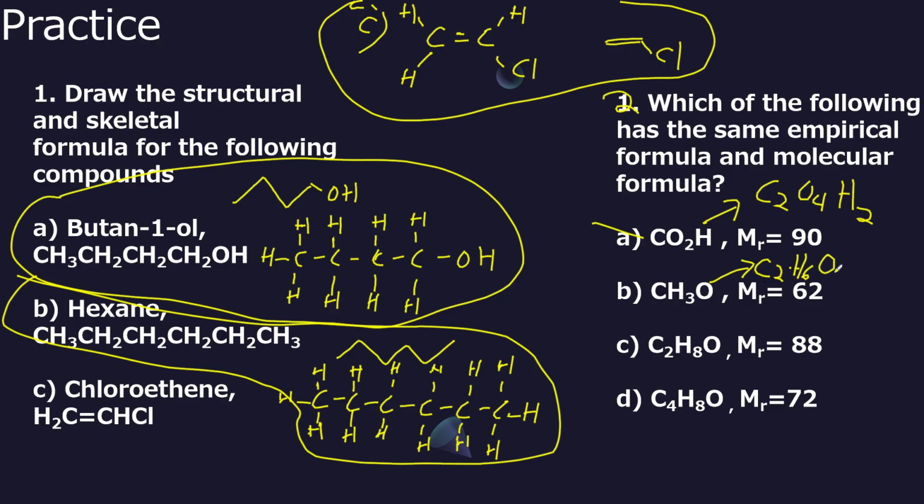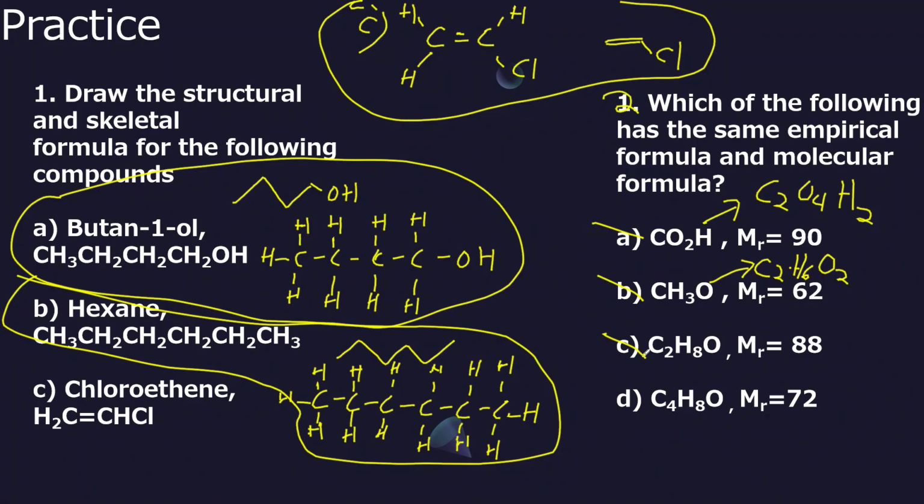C2H6O2, so it can't be B. C, C2H8O. Quick math on that: 12 times 2 plus 8 plus 16 is 48. So it can't be that. How about D? 12 for carbon times 4 plus 8 plus 16, that is in fact 72.